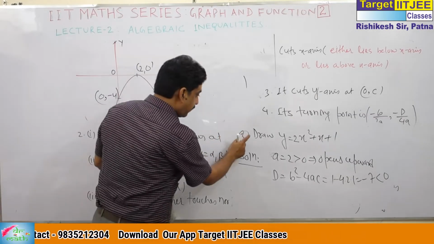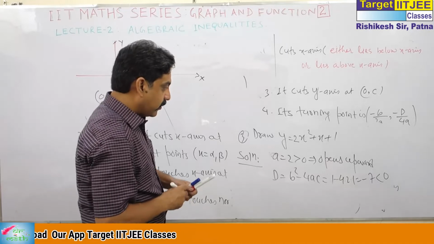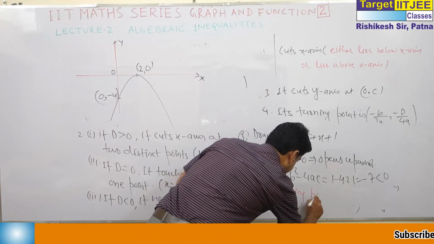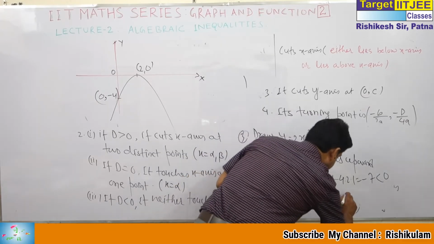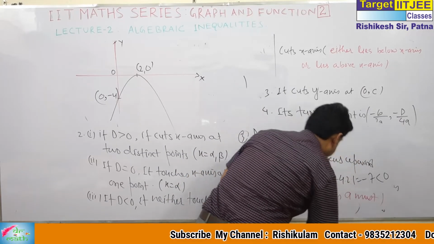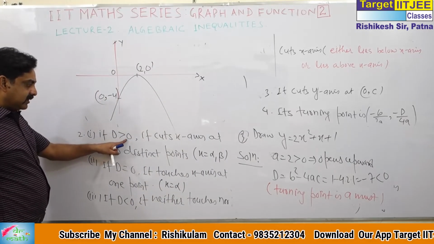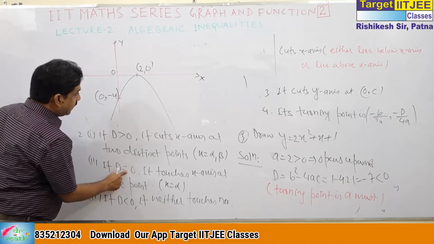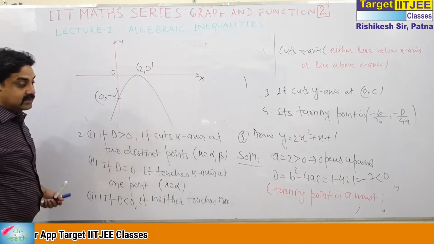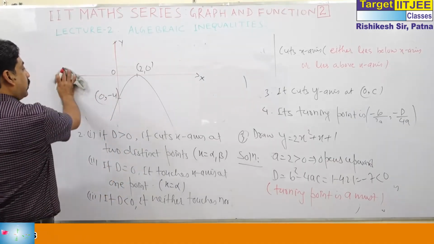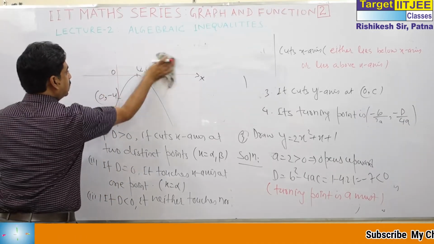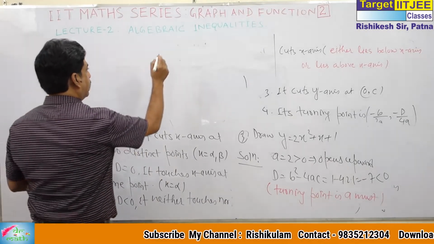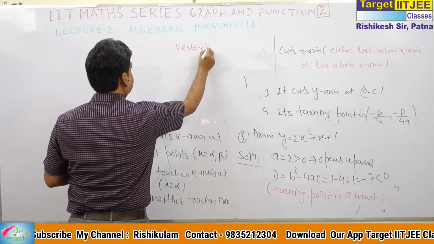For this case, the turning point is a must. When D is greater than 0, we cannot find a turning point and draw the graph. When D is equal to 0, the turning point itself is clear. But for D less than 0, the turning point is a must. What is the turning point? Let me draw this. Turning point is also called vertex.